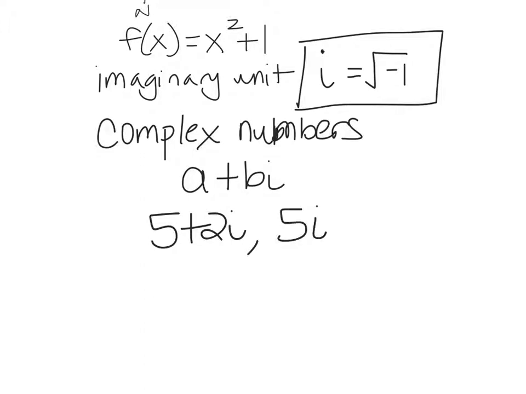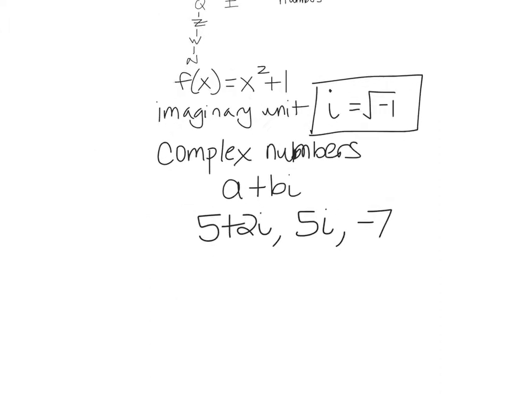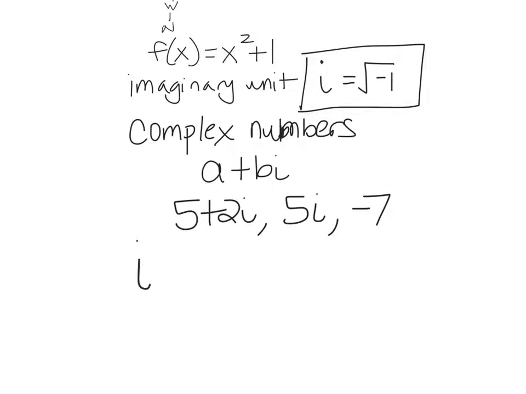5i is also a complex number. -7 is a complex number. I know that sounds weird. You're like, no, that's a real number. It is. But it's a complex number. When b equals 0, you get -7. If a was -7, of course. Things like that, okay? So a is the real part, b is the imaginary part, and that's what complex numbers are. Alrighty. Oh, also, i squared is equal to -1.